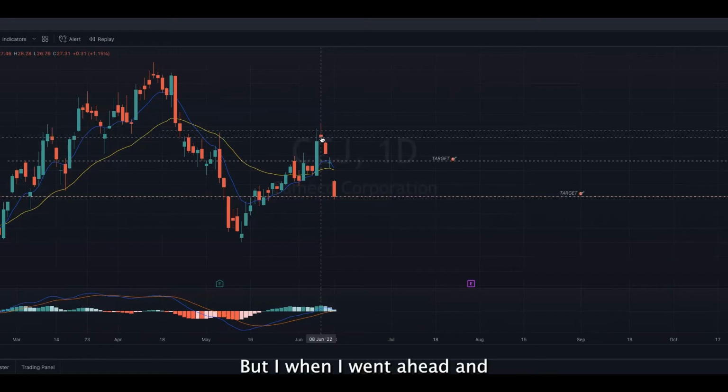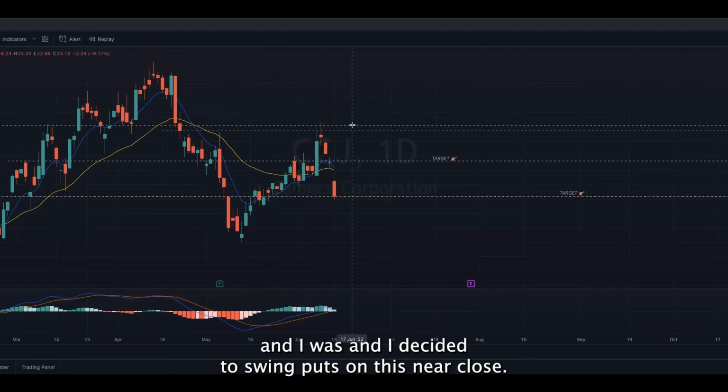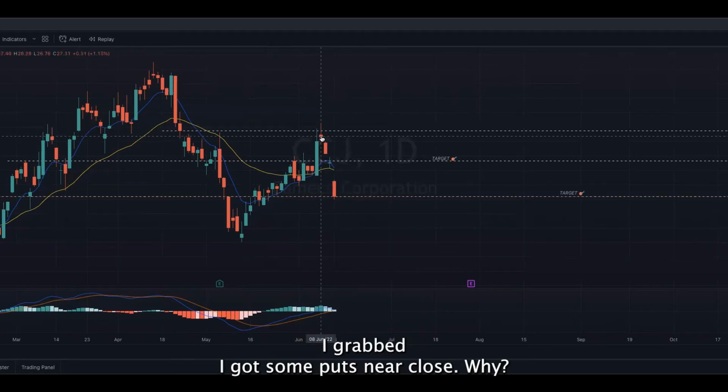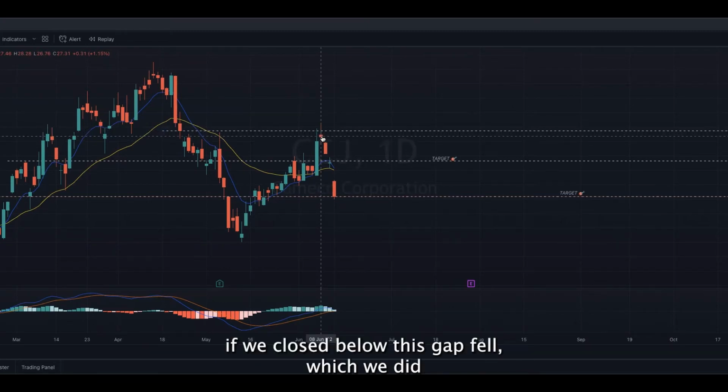But I went ahead and looked at the chart, saw there was a gap to be filled, and I decided to swing puts on this near close. I grabbed some puts near close. Why? Because I was waiting to see if we closed below this gap fill, which we did.